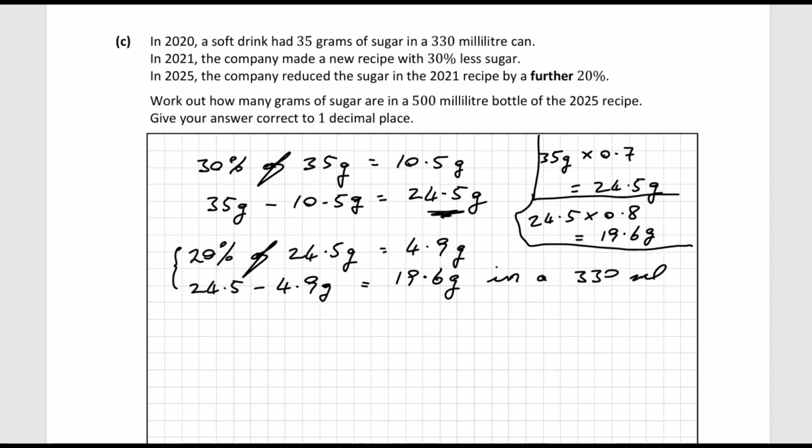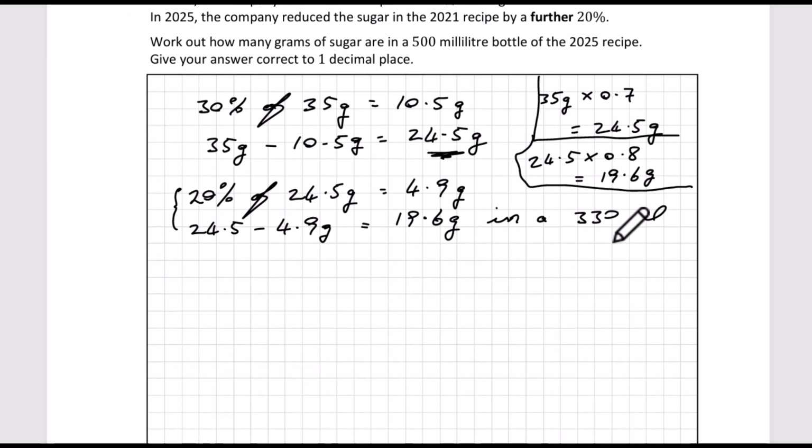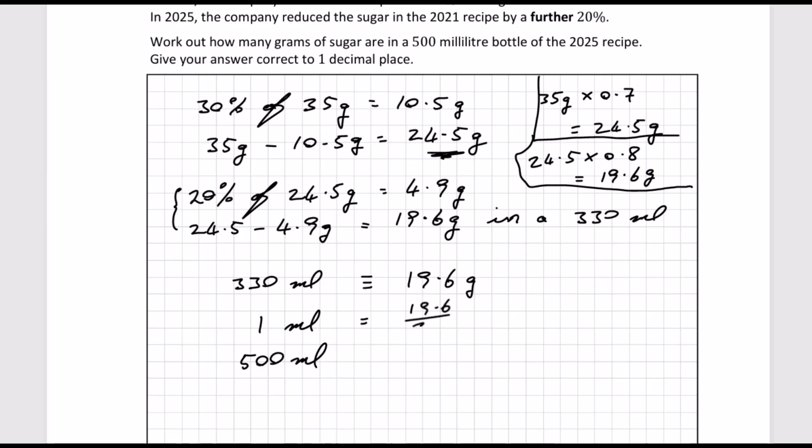We have to work out how many grams there are in a 500 milliliter bottle. So what we're going to do is find how many grams there are, so we're going to put grams on the right hand side. We have a 330 ml bottle, and that's equivalent to 19.6 grams. That's how many grams there are in 330 mils. So we want 1 mil, and then we want 500 mils. How do you go from 330 down to 1? You divide by 330. So divide the right hand side by 330.